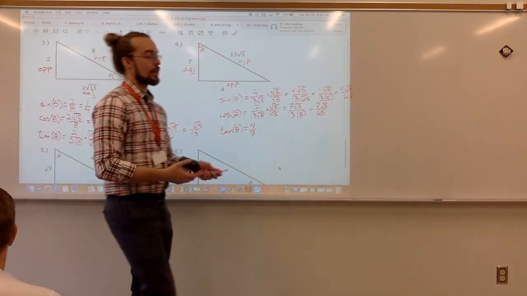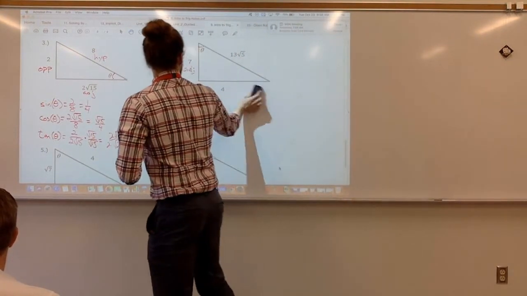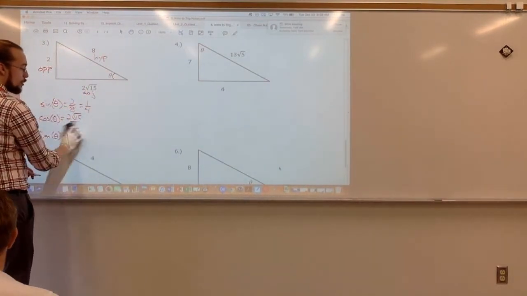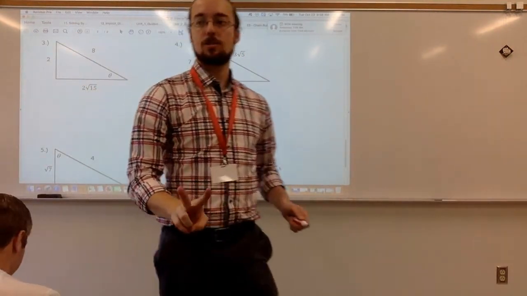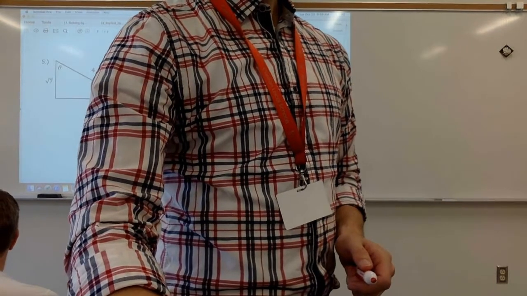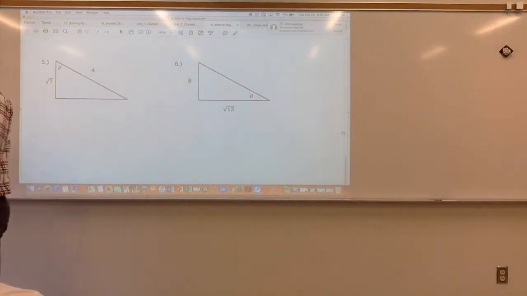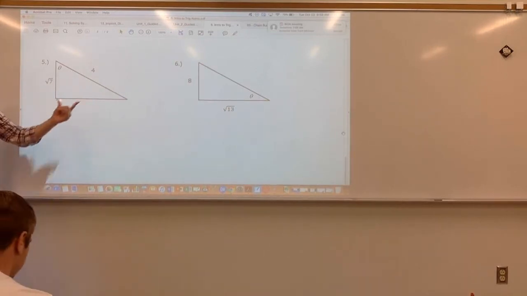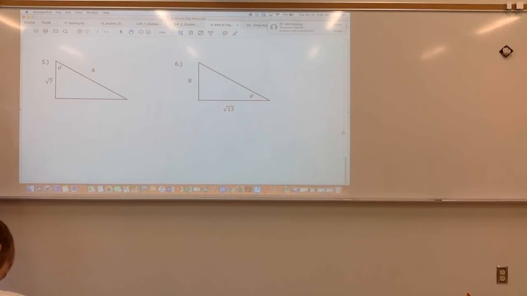All right, then let's take a look at the last two problems here, 5 and 6. On both 5 and 6, we are only given two sides. How do I find the third side of a right triangle? Pythagorean theorem. I need to use the Pythagorean theorem to find this missing side before we can write out our three trig ratios. So let's call this one x.